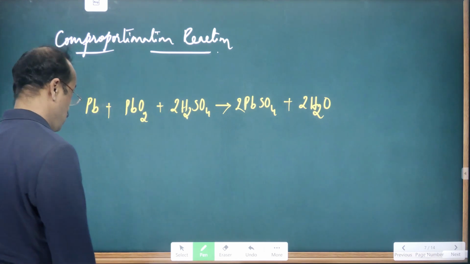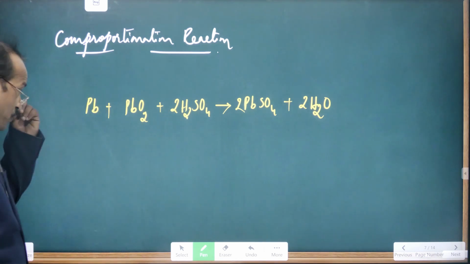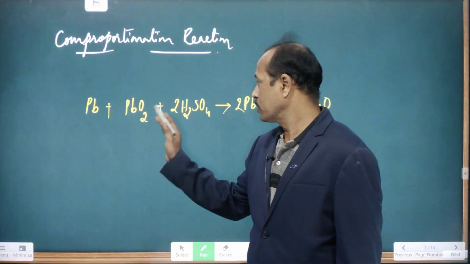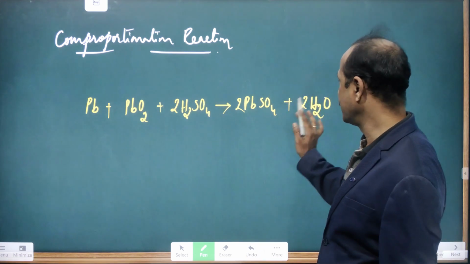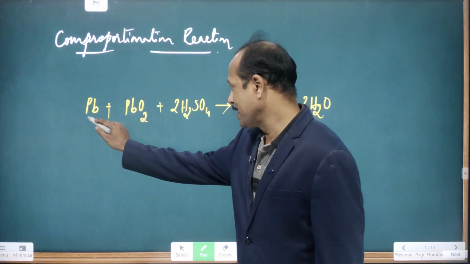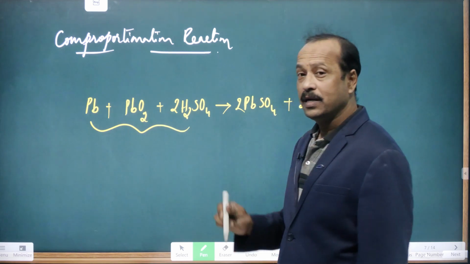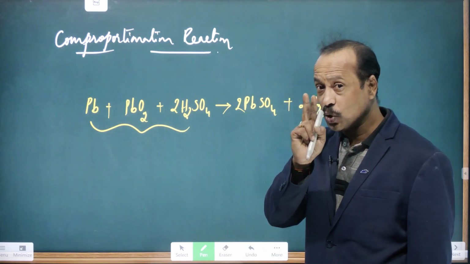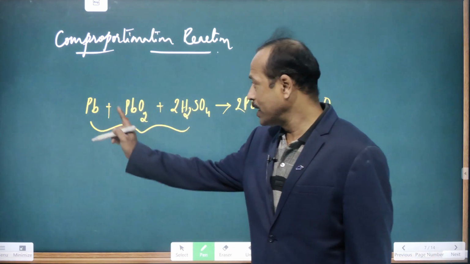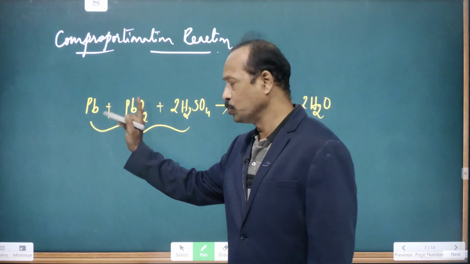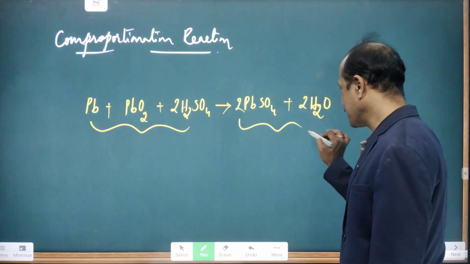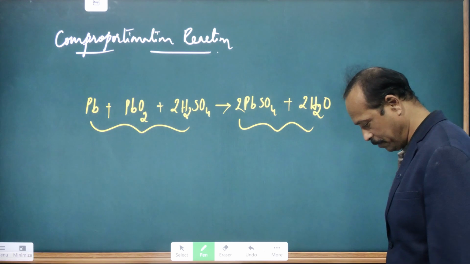Students, observe carefully here. On the reactant side, lead oxide and sulfuric acid combine to form lead sulfate and water. Pb is lead, you know. In the reactants, one element is present two times, in two places. But on the product side, that element is present only one time.